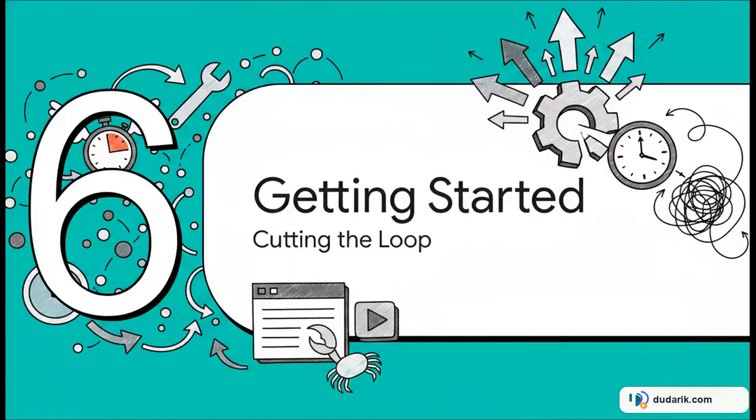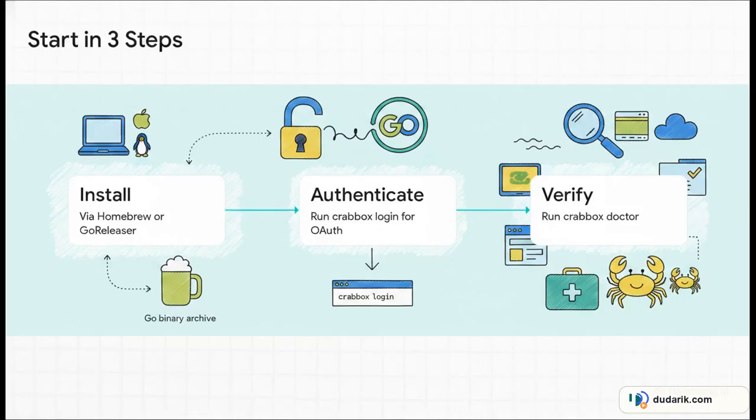Finally, Section 6, getting started. Let's cut that loop today. Getting set up is an absolute breeze. If you are on macOS or Linux, you can install the Go binary using Homebrew, or just grab an archive straight from their GitHub releases page. Next up, you authenticate via GitHub OAuth using the Crabbox login command. And finally, you run the built-in Crabbox doctor command. This is a brilliant little feature that checks your local prerequisites, making sure you have tools like rsync and SSH installed, and it verifies the broker is reachable before you ever attempt your first run. It really couldn't be any easier.